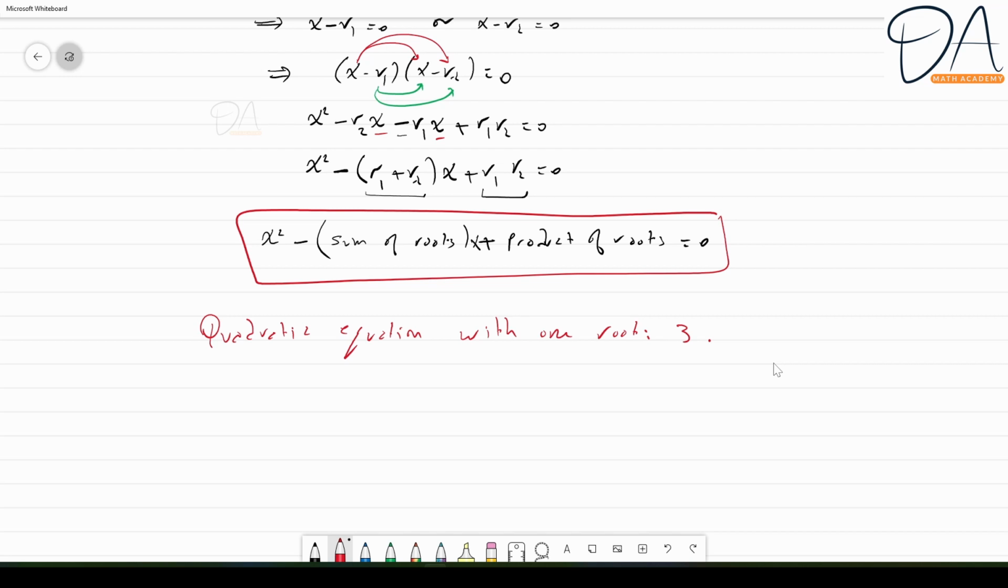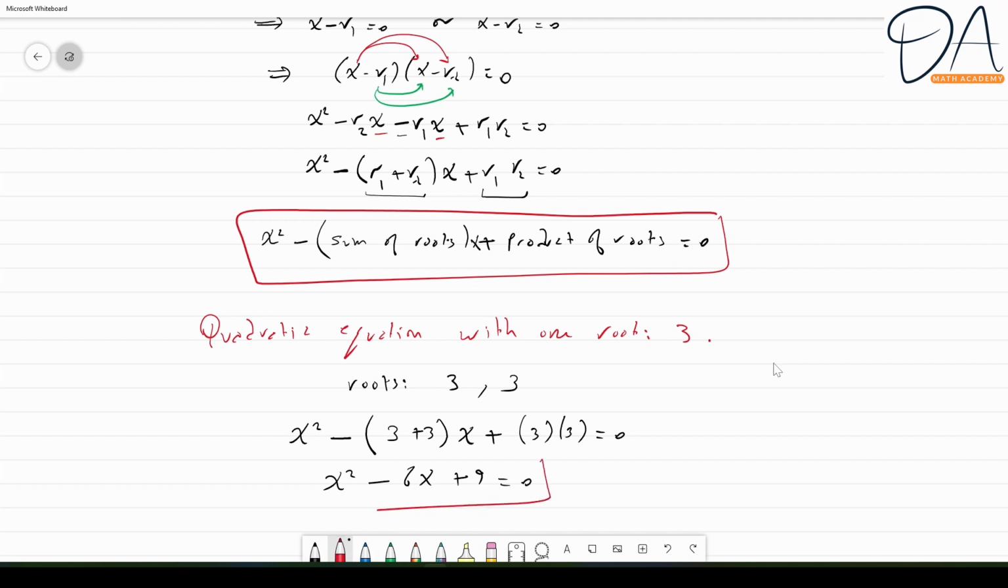So how should we solve this? We can apply the same thing, but in that case, just keep in mind that whenever you have a single root, you can treat it as a repeated root. So you have like 3 and 3. Then our quadratic equation will be x squared minus the sum, 3 plus 3, x plus the product, 3 times 3, equal to 0. So this gives you x squared minus 6x plus 9 equal to 0. So this is the final answer to this question.